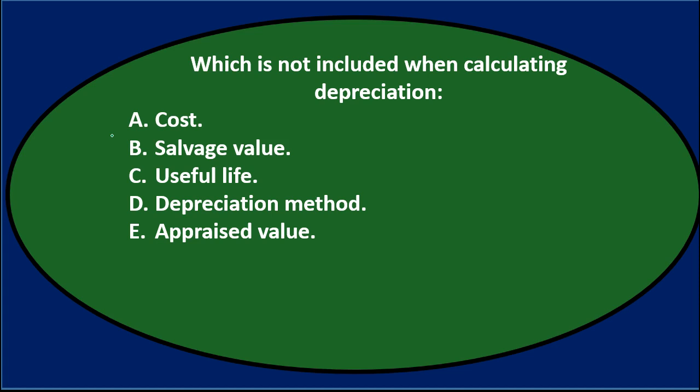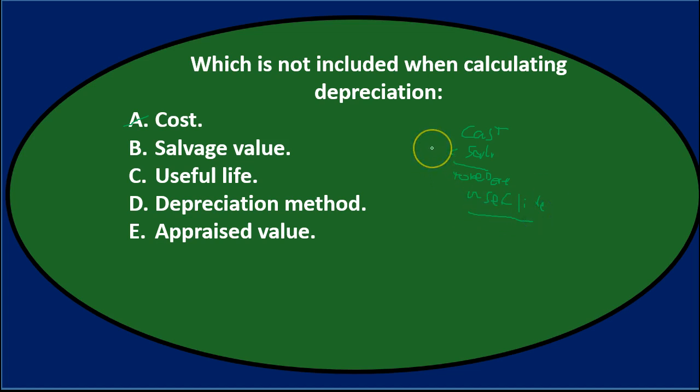A. The cost. Well, it's going to be pretty necessary. We're going to need the cost to calculate depreciation. And you might want to think about the easiest way to calculate depreciation, which would probably be the straight line method, where we would take the cost minus the salvage, and that would give us the amount to be depreciated, and then we're going to take that and divide it by useful life, and that will give us the depreciation.